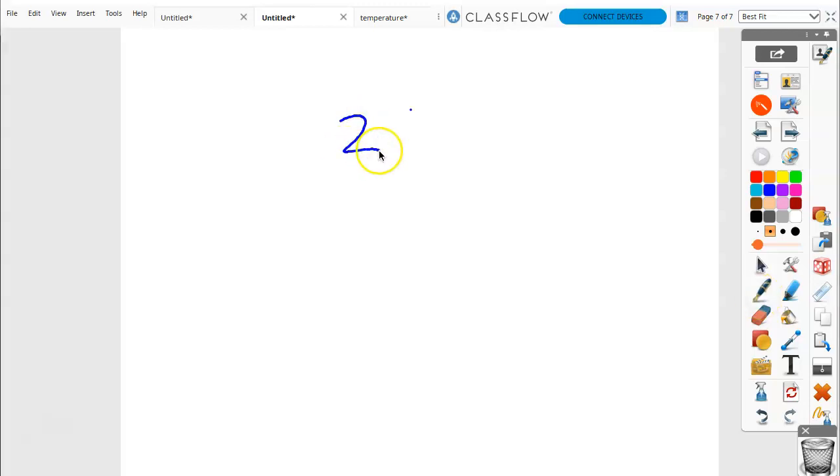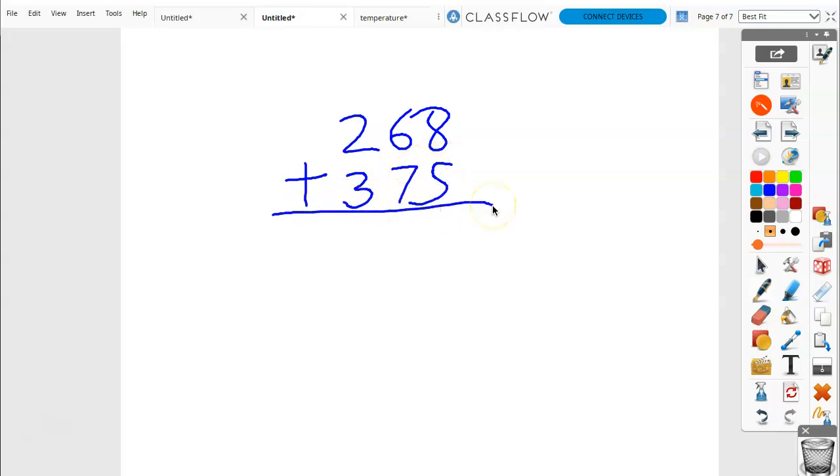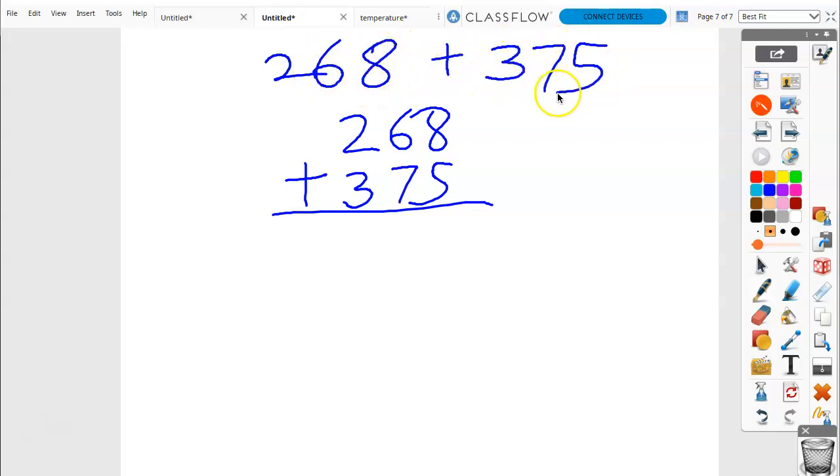For example, 268 plus 375. We don't do it this way. So I'm going to show you how our students will do it in the classroom without stacking up numbers.